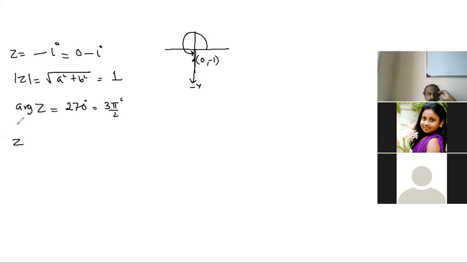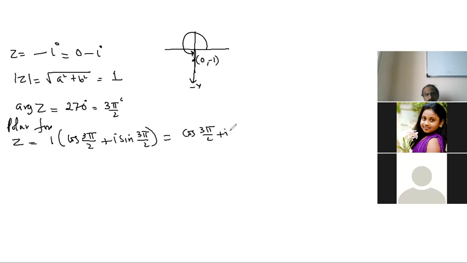So Z in polar form is R into cos 3 pi by 2 plus i sin 3 pi by 2. You don't have to write this one; directly cos 3 pi by 2 plus i sin 3 pi by 2. And exponential form, r e raised to i theta, r is 1, e raised to i 3 pi by 2. Very simple now.